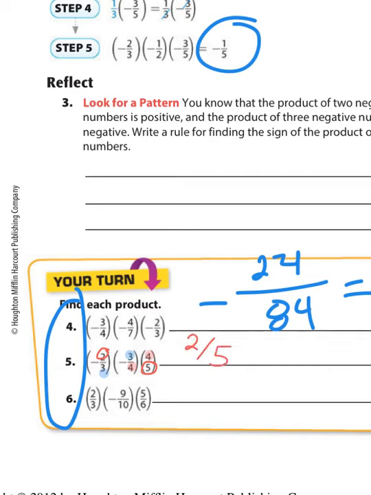You could multiply this out and then simplify to make sure you get the same answer. That's going to be our answer. All right, and the last one, solve it however you solved it. The answer is 1/2 or 0.5, and there's 1 negative sign, so our answer is going to be negative, -1/2.